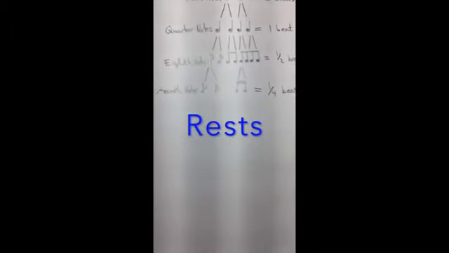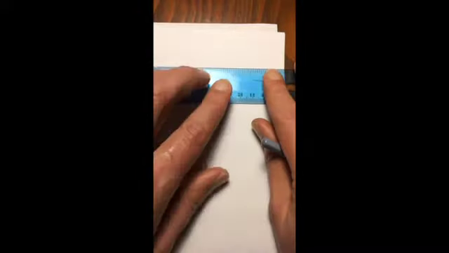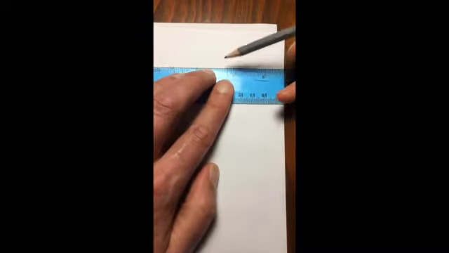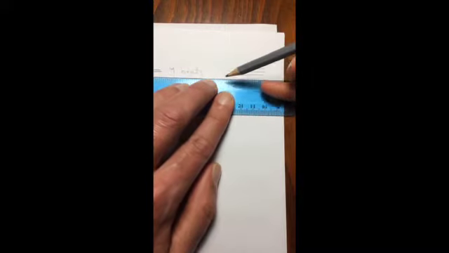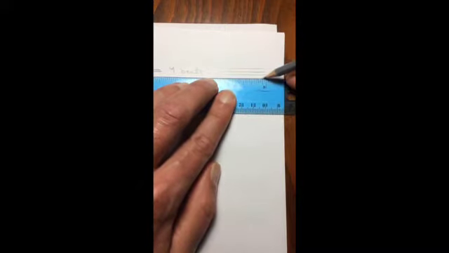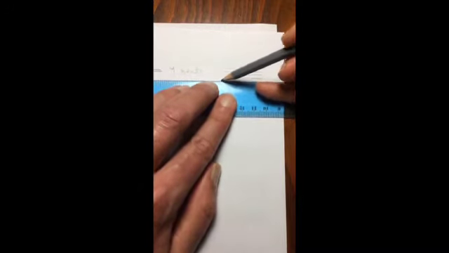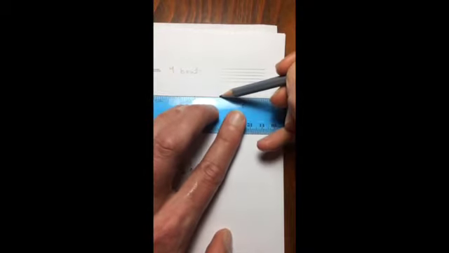Now we'll take a look at rests. So with rests, what I'm going to do is draw a little staff here, because the whole rest and the half rest require us to see where they lie on the staff.